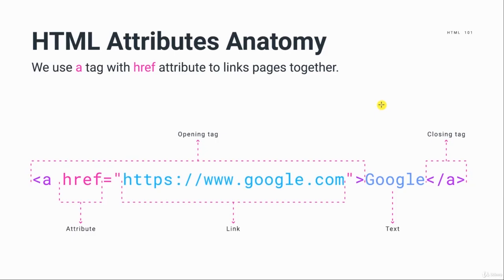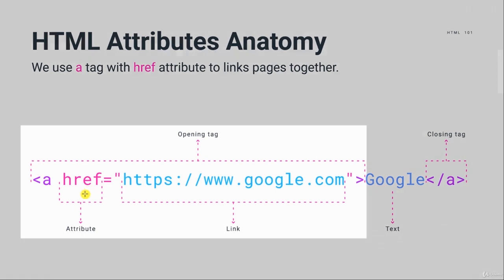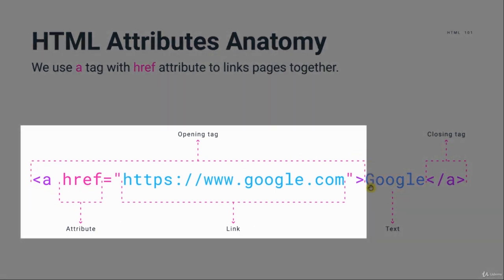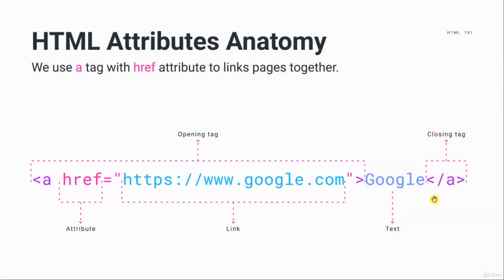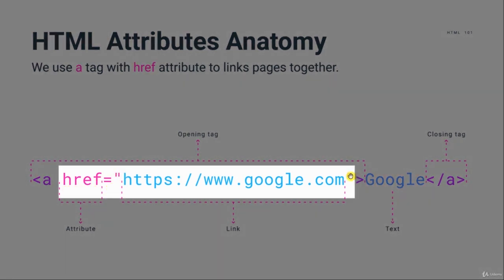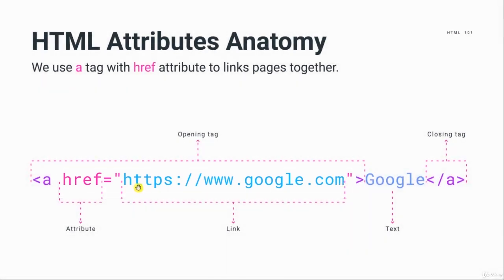In this video, we're going to learn about HTML attribute anatomy. So we're using an A tag, which is an anchor tag that allows us to link pages together. But the A tag doesn't really work unless you add the href attribute. So the way you would do it, you open the tag. So this is our opening tag, and then this is our closing tag. And inside the opening tag, you write href equal, and then inside the quotation marks, you write your link. And by adding this href attribute, now you make the link functional, and when you press on the Google text, it would take you to a Google website.